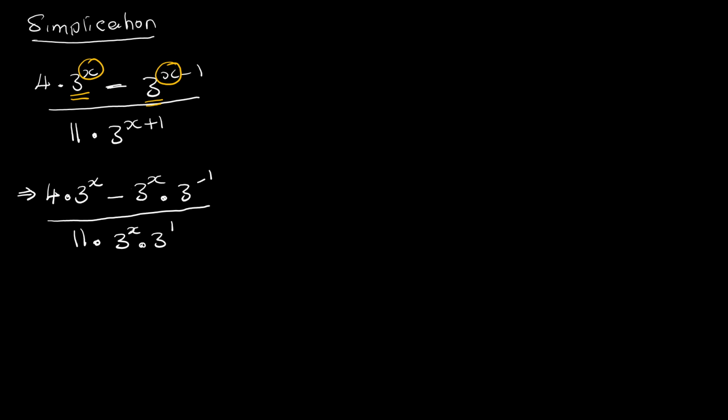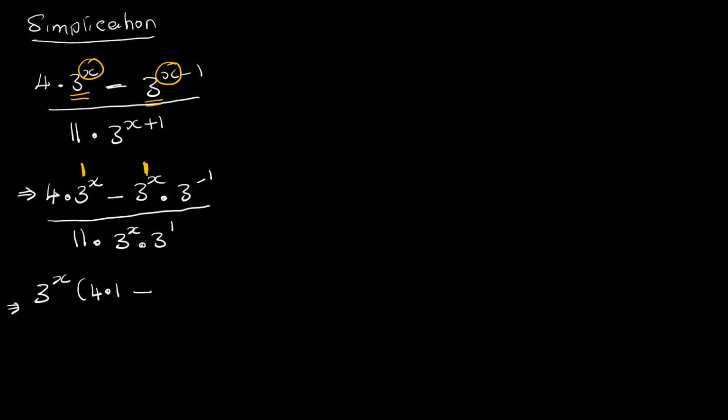Now you can see what I'm trying to do here. We have a common factor on top, which is 3 to the x. Each and every time you take out the common factor, where there's that 3 to the x, you replace that by 1. So we're going to have the 3 to the x on top out as the common factor. Then I'll be left with 4 times 1, because where there's that 3 to the x, I need to put 1.